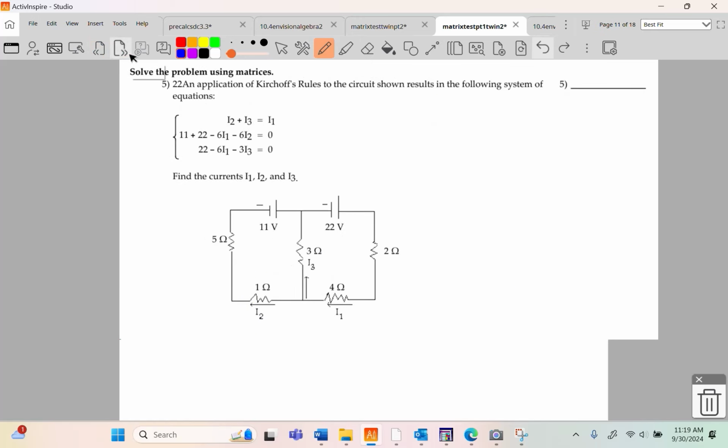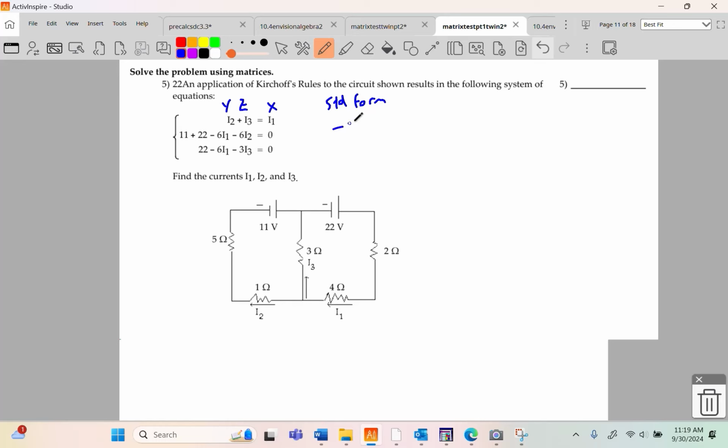I'm at 5, Kirchhoff's rule. So as I explained in the first video, the reason kids don't like this question is because we're using i's. This is x, this is y, this is z. Let the first current be x, the second current be y, the third current be z. And here I is for current. And then rewrite in standard form.